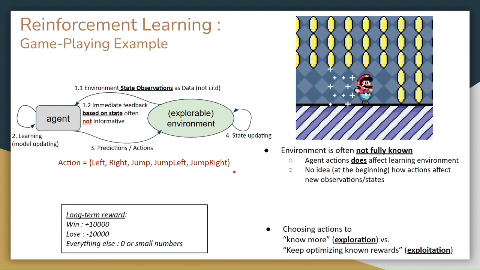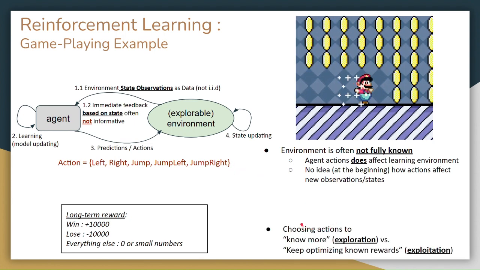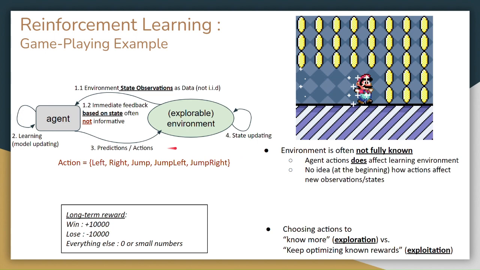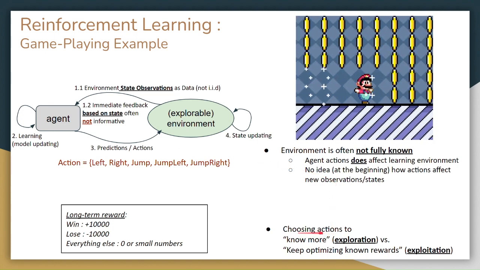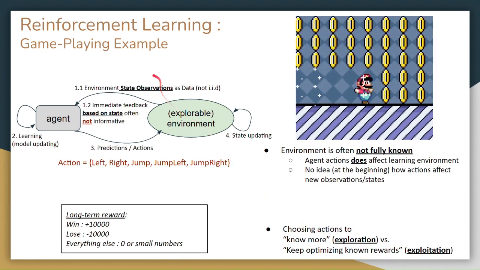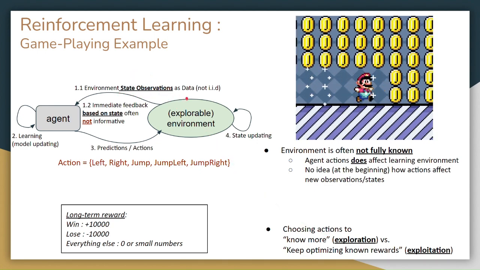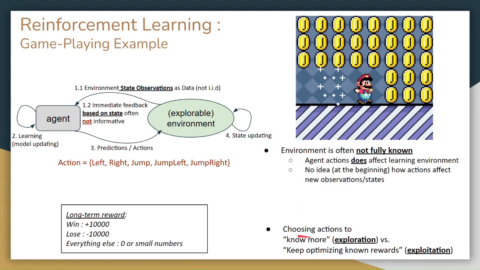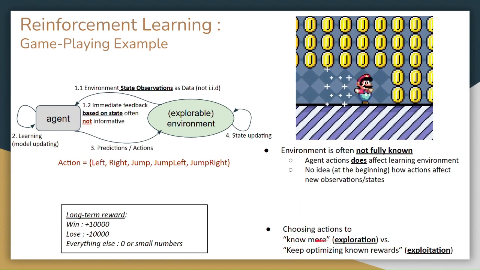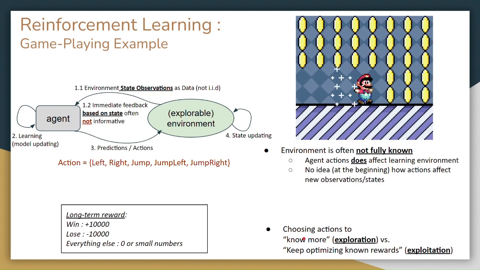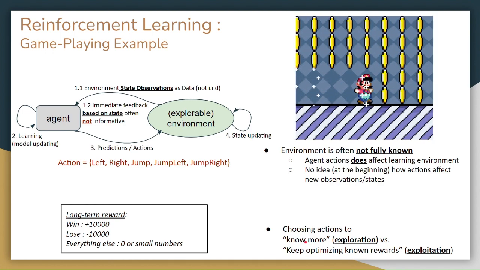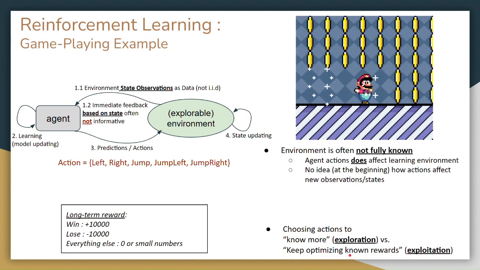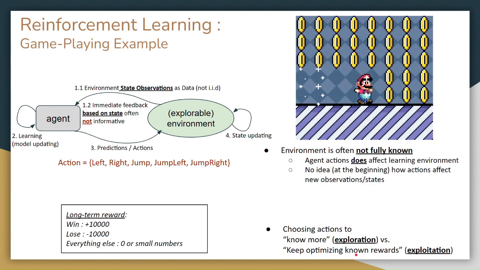Yeah, and in reinforcement learning, the agent also has to choose actions carefully, because the state of the game depends on the agent's action, right? So the agent has to choose to know more. Sometimes it can win the game but not get a good score.